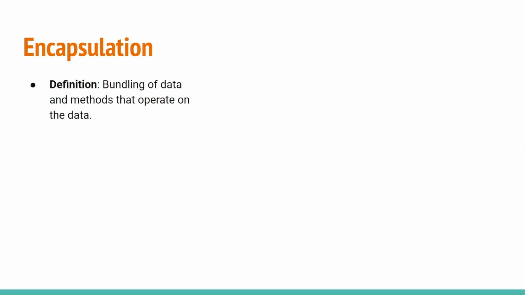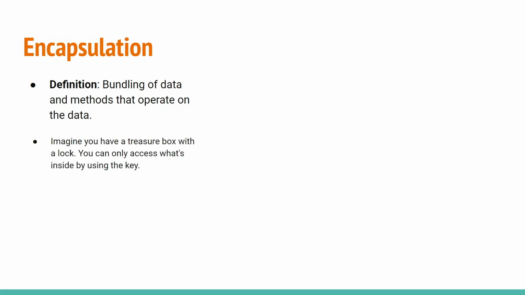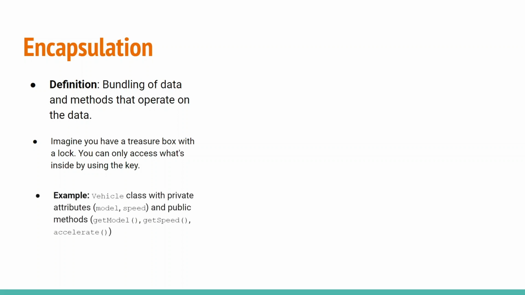Encapsulation. It is like binding the data and methods to operate on the data. Imagine you have a treasure box with a lock. You can only access what's inside using the key. Like that, encapsulation is a way to access the data of the class using the methods that we have defined in that class along with the access modifiers.